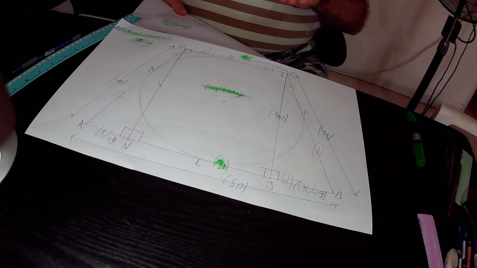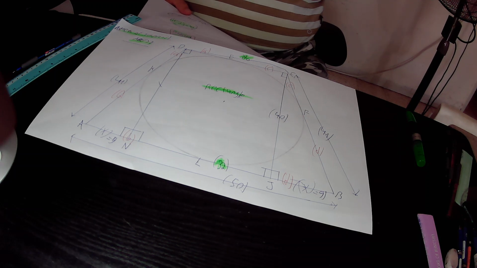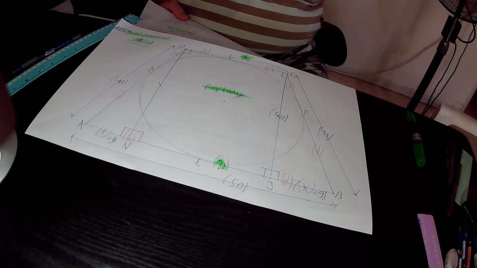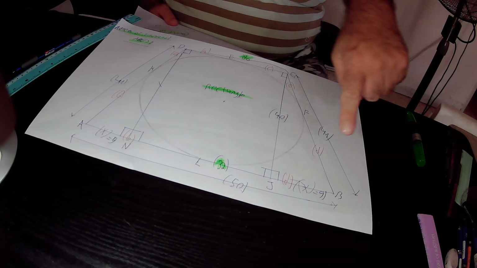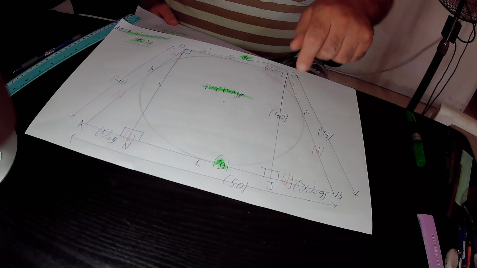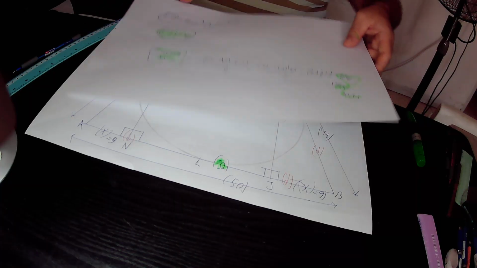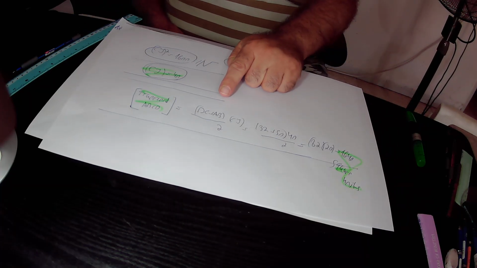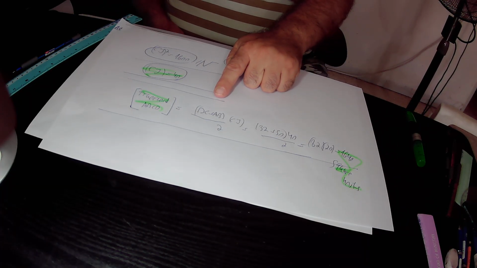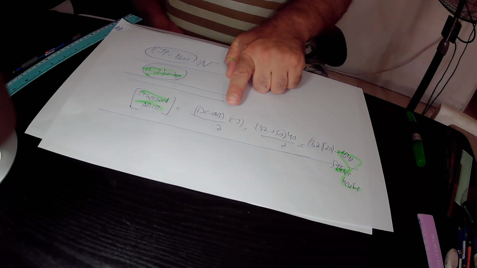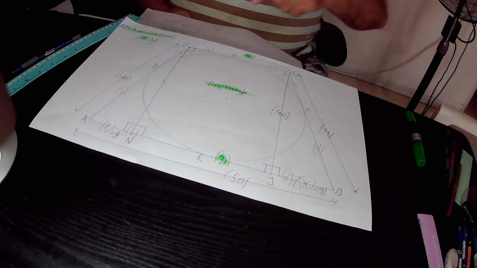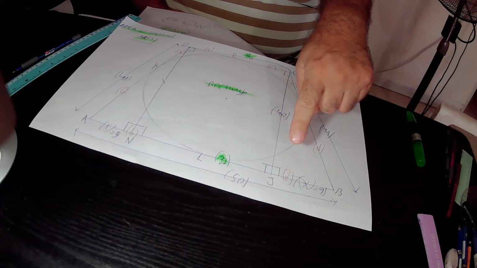According to the formula that I presented to you in the beginning of the lecture, the area of this trapezoid ABCD must be equal to the sum of its two parallel bases, that is DC plus AB, times the height CJ over 2. Why is the height CJ?